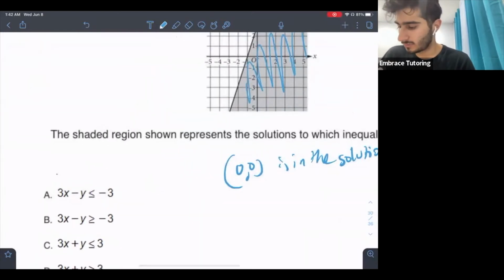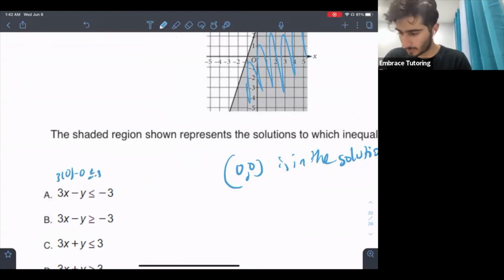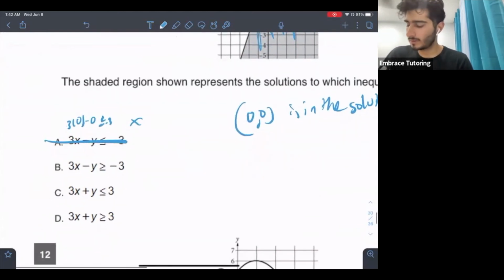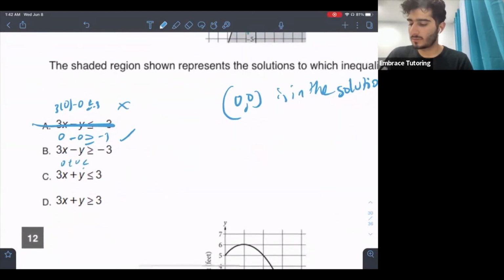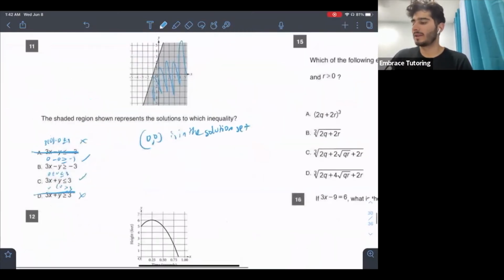Let's plug in 0. 3 times 0 minus 0. So does that satisfy the equation? Nope. So this is eliminated. And then this, 3 times 0 is 0, minus 0 greater than -3. That's correct. That's a possibility. 0 plus 0 less than or equal to 3. That's also correct. And then 0 plus 0 greater than or equal to 3 is wrong. That's also eliminated.